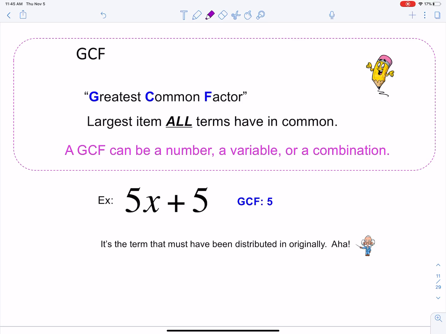For our example here, the GCF of 5x plus 5 is 5, meaning that the greatest term between both of these terms is 5. It's the term that must have been distributed in originally.